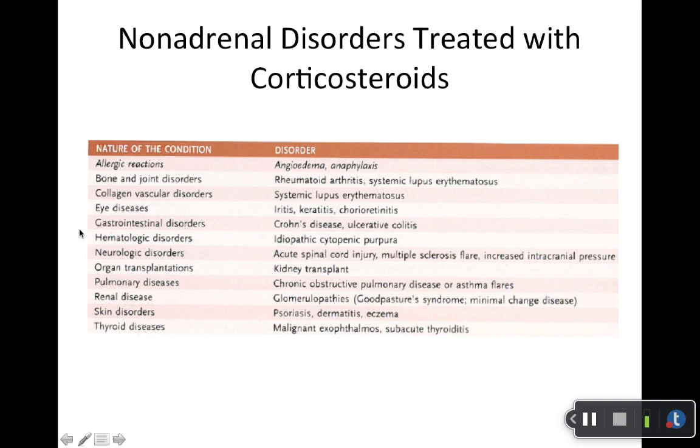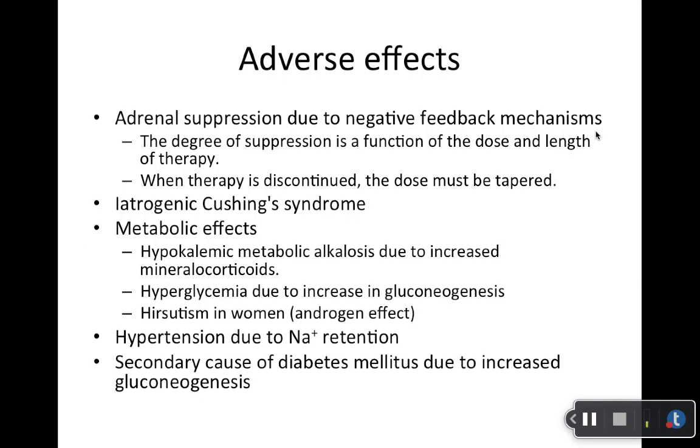The take-home point is that it can be used pretty much all over the body: topically, in different organs, the eye, for allergic reactions, etc., because of its anti-inflammatory and immunosuppressive properties. So it's a good idea to read through that. And like I said, some of the stuff we've already seen, COPD, asthma. So definitely put a star on this one. It's good to study when you're thinking about these drugs.